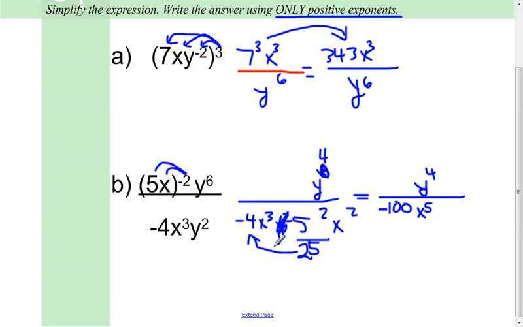And then for my number parts, 5 to the second power is equal to 25, because 5 times 5. And I just took 25 times negative 4, which is negative 100. And then x to the third times x to the second gave me x to the fifth. And this would then be done.